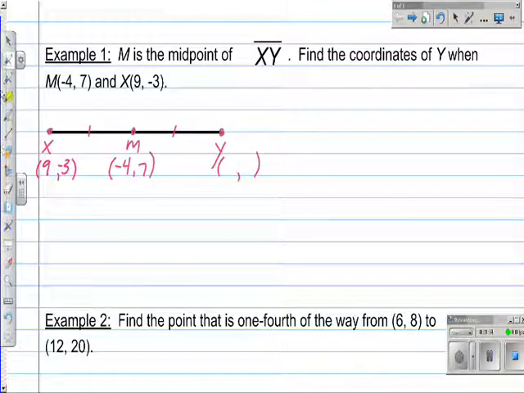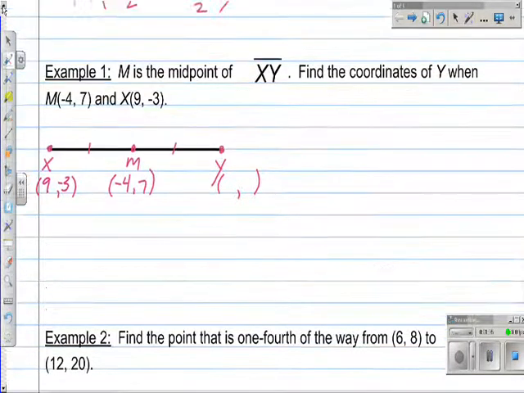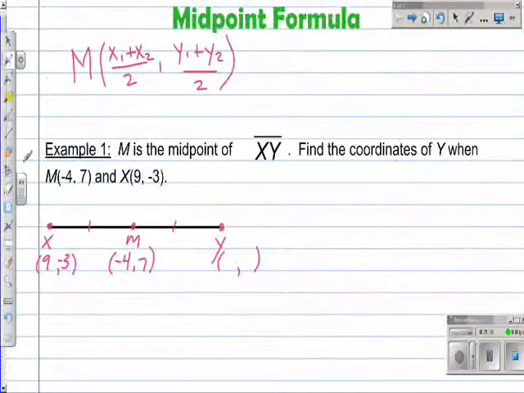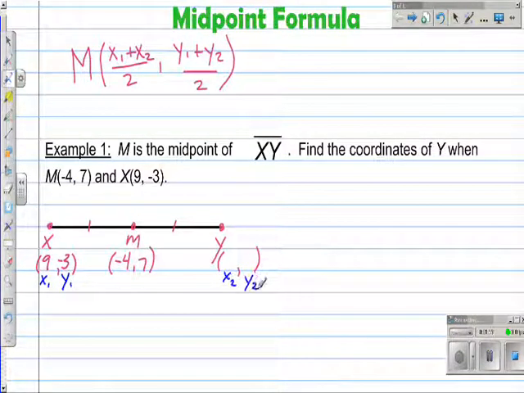Now, typically, if you're given the two endpoints and told to find the midpoint, you would plug them in here. You would label your points again, just like we did the last time with the distance formula: x1, y1, x2, y2. You could plug it into the formula and solve for the midpoint. You could do it again in this case and do it in reverse. However, there's a simpler way.